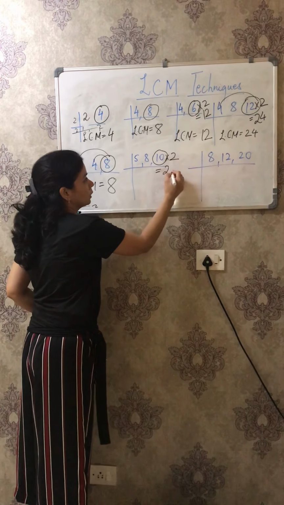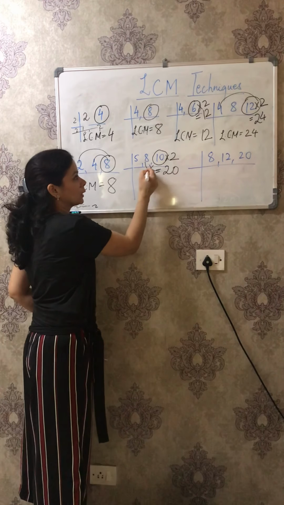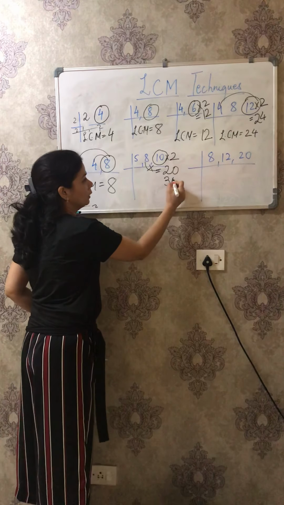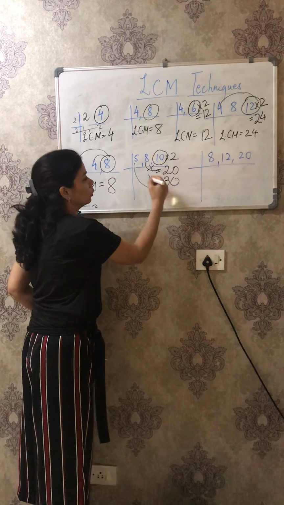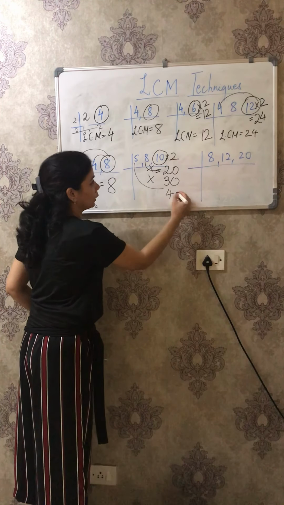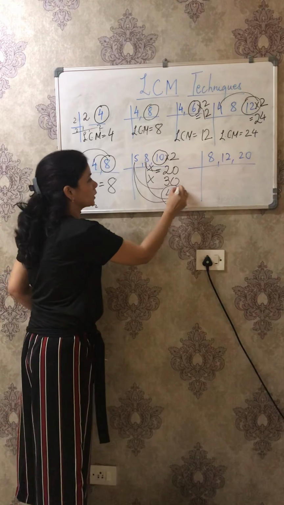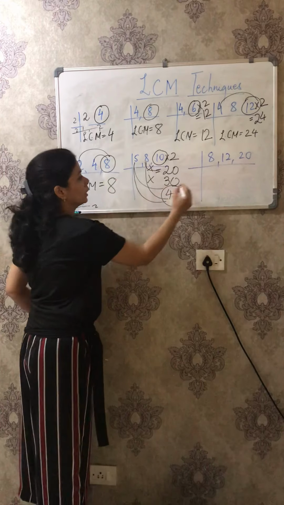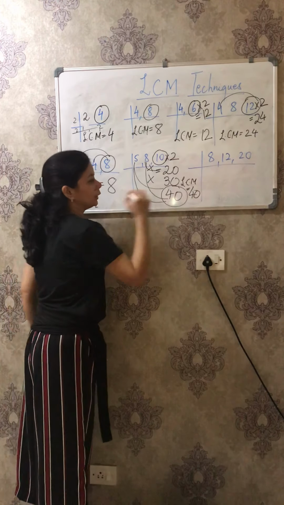10 twos are 20. This is divisible by 5 but not by 8. So go to the next. 10 threes are 30. Again this is divisible by 5 but not by 8. Go to the next. 10 fours are 40. 5 eights are 40, 8 fives are 40. This number is divisible by both 5 and 8. So you can write the LCM is equal to 40 here.